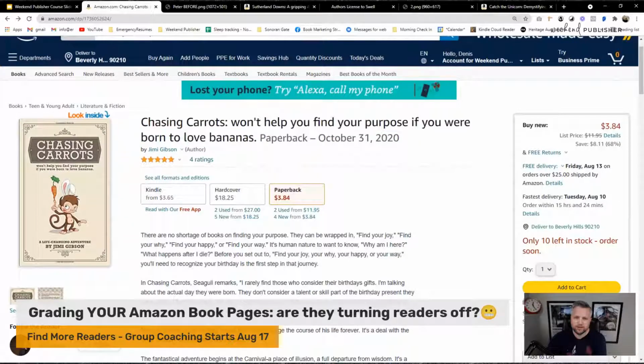So, like a 5 second rule, not the same rule, also named by, like if you drop food on the floor, 5 seconds and pick it up and eat it. But like the 5 second rule, if someone was to go to your page, within 5 seconds they know what the book is about. They have an idea. I'm not 100% sure this would pass the 5 second rule. I get "won't help you find your purpose," so I'm assuming it'd be a book about helping you find your purpose.